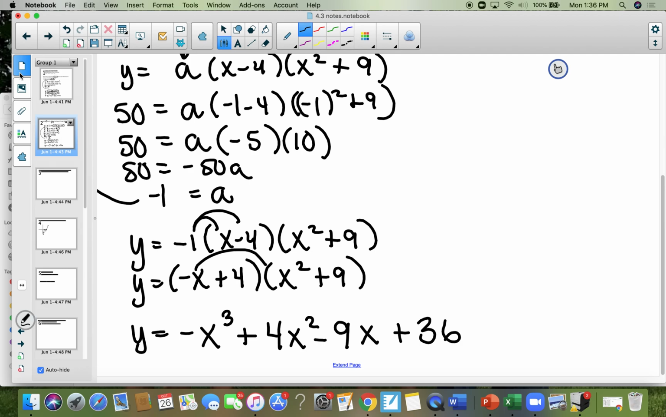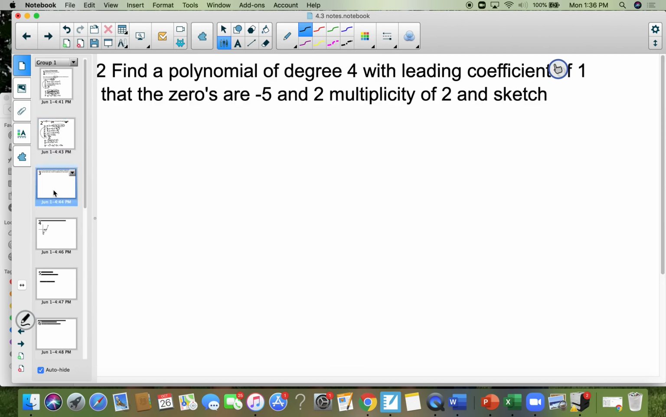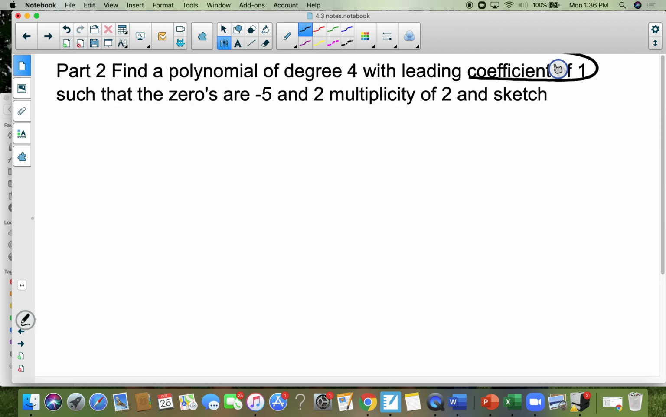Okay, the next one is similar, except when the coefficient is a, it makes it a little bit easier. You don't have to find the a. They're telling you that negative 5 is a root and 2 is a root, but you have 2 of each of them, a multiplicity of 2. So it's going to look like this.